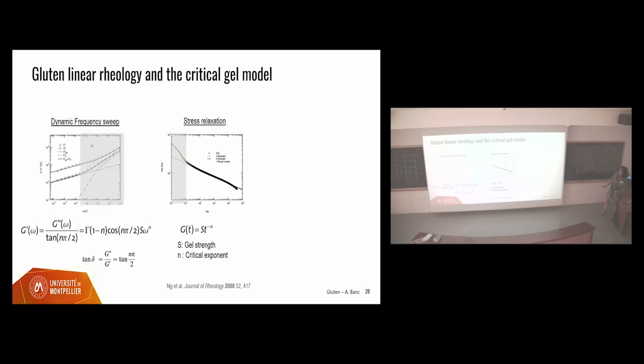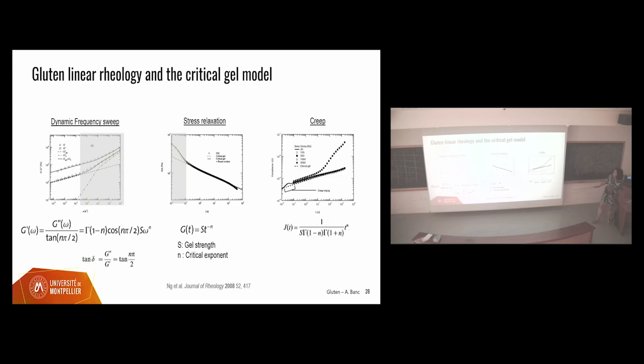Using this equation, we can derive the response in dynamic frequency sweep. So here I look only at this regime at low frequency, long time. And here is the equation of G prime as a function of the frequency that depends as omega to the exponent n, the same critical exponent. And tangent delta, G second over G prime, is expected to be related to this power law exponent.